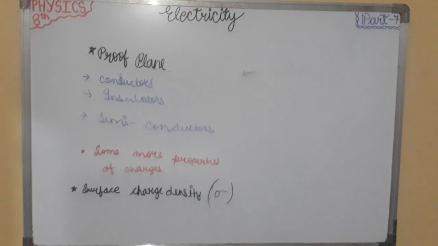I hope you have understood till this. In part 8 we will learn factors affecting charge density. Then we will move towards spherical conductor, oval conductor, and after that start the new topic of flow of static charges in conductor and electric current.